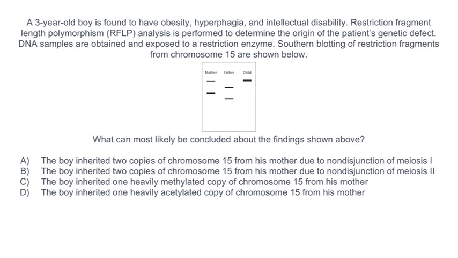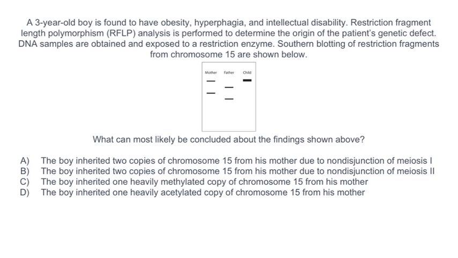A. The boy inherited 2 copies of chromosome 15 from his mother due to non-disjunction of meiosis 1. B. The boy inherited 2 copies of chromosome 15 from his mother due to non-disjunction of meiosis 2. C. The boy inherited 1 heavily methylated copy of chromosome 15 from his mother. Or D. The boy inherited 1 heavily acetylated copy of chromosome 15 from his mother.